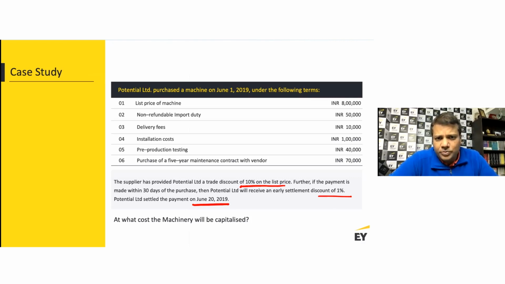So we've got a list price of how much? 8 lakhs, and we got a discount of 10%. We were paying a non-refundable duty of 50,000. We have delivery fees of 10,000, installation cost of 100,000, pre-production testing of 40,000. So let's look at the answer. And also, what do we do with this 1% settlement discount? Is this to be reduced from the cost of the plant, or is it to be treated as other income?